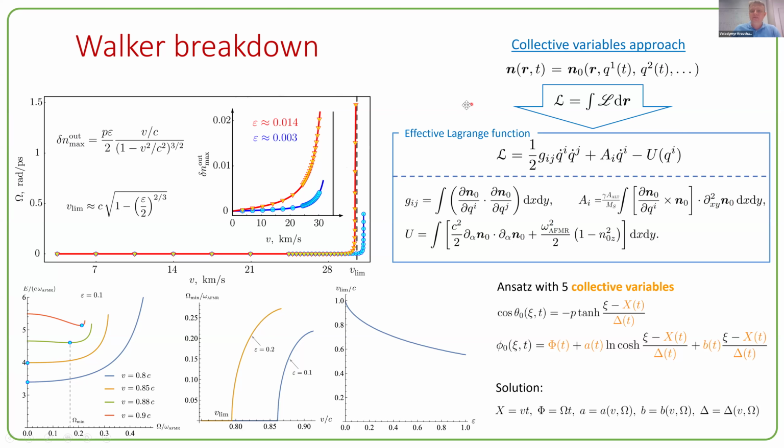We explained this effect using the collective variable approach. The main idea of this approach is the assumption that we know the general form of solution, for example, the domain wall, but we consider parameters of this solution, for example, domain wall position or domain wall phase or domain wall width, as some parameters which can depend on time. So we substitute this solution into Lagrangian, integrate by coordinates, obtain some effective Lagrangian for collective variables.